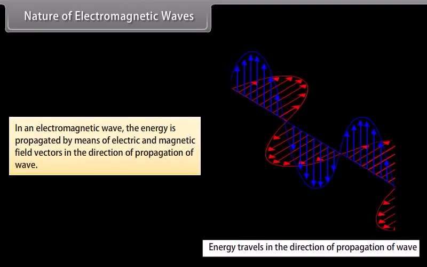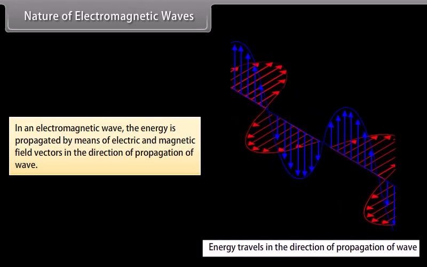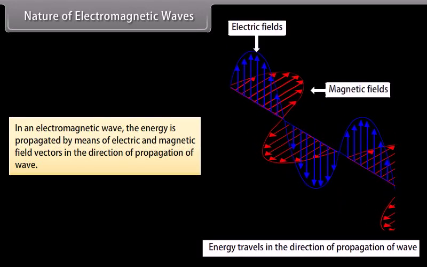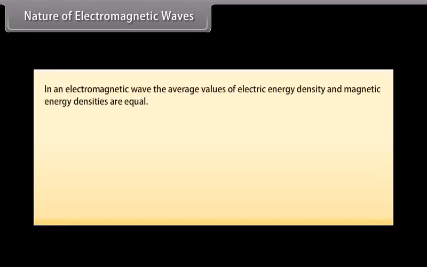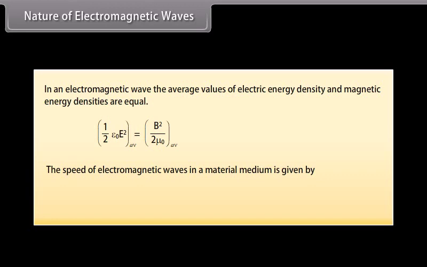In an electromagnetic wave, the energy is propagated by means of electric and magnetic field vectors in the direction of propagation of the wave. In an electromagnetic wave, the average values of electric energy density and magnetic energy density are equal. The speed of electromagnetic waves in a material medium is given by the relation v is equal to c upon n.